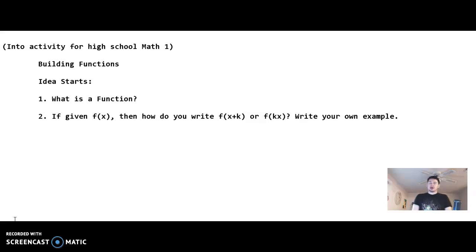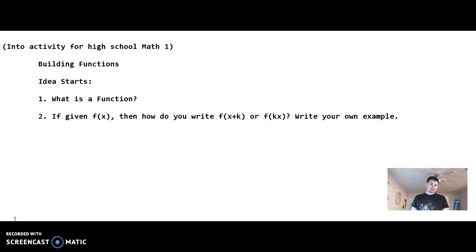Okay, so as you can see, I have projected some questions I want you to go over. So we're going to do an Into activity called Idea Starts. And first question is, what is a function? And you might want to say a definition for it, or maybe you just write an idea that you have about a function, how it's written, maybe the importance of functions, but just answer that question as best you can.